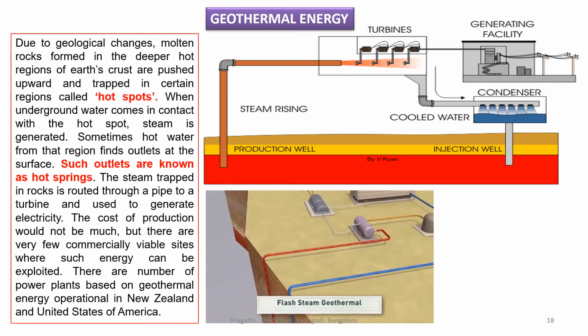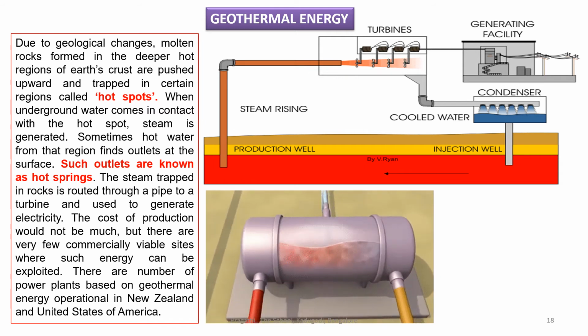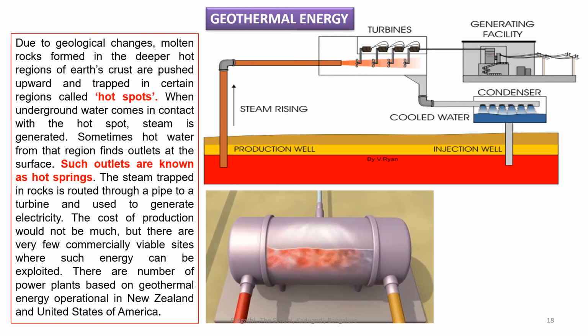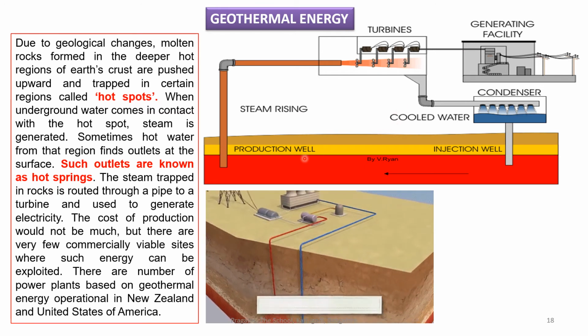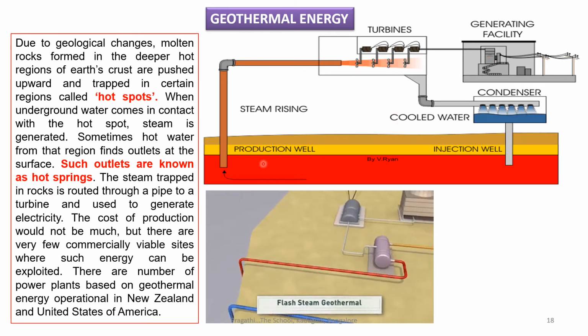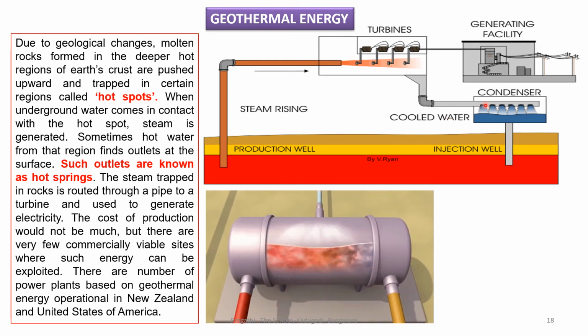Geothermal energy. What is geo? The meaning of geo is earth. Thermal means temperature. That means geothermal means that heat in the earth is taken. You can see this picture, the first picture. This is the production well, and this is the injection well. The cool water is injected back into the well.